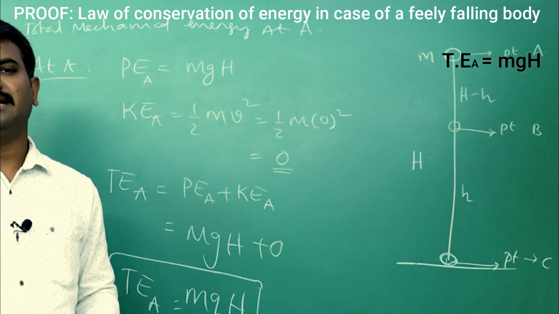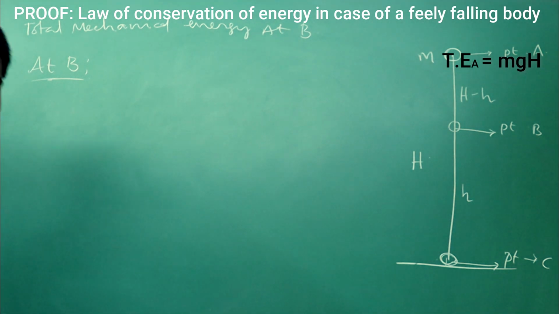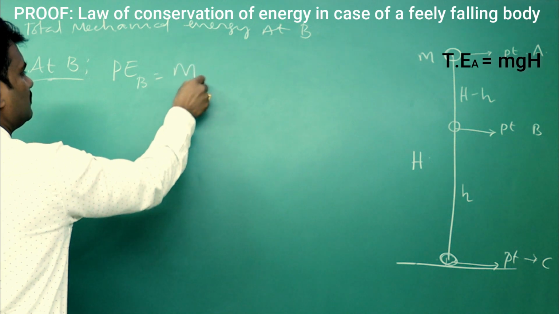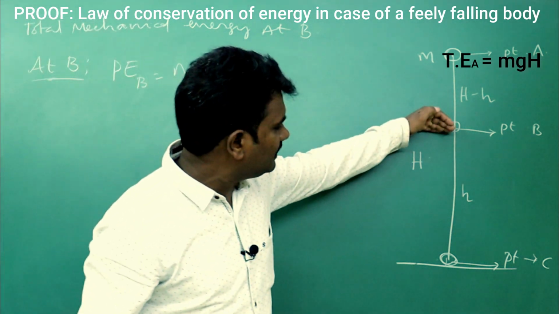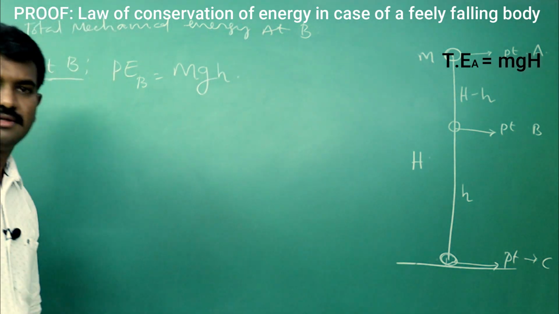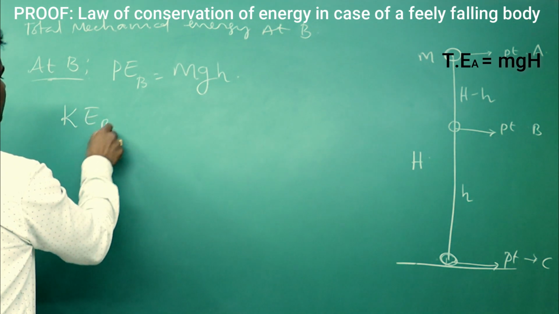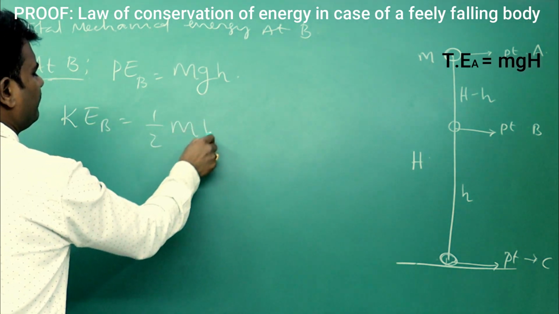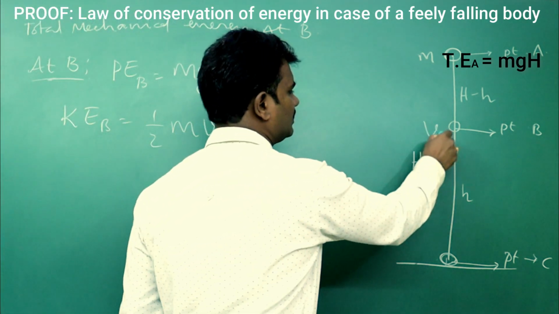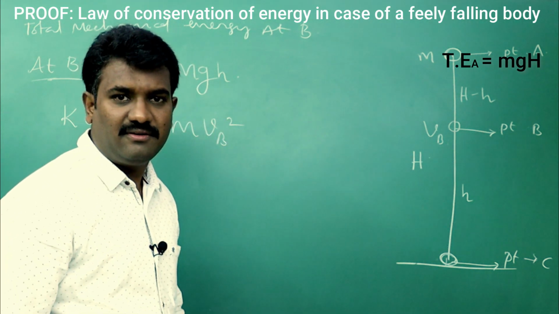Now let us study the total mechanical energy at point B. At B, the potential energy is mg into, at what height is it? Small h. So it is small h. Now let us study the kinetic energy at B. It is equal to half m into Vb square, where Vb means velocity at B. Now our job is to find the value of Vb.